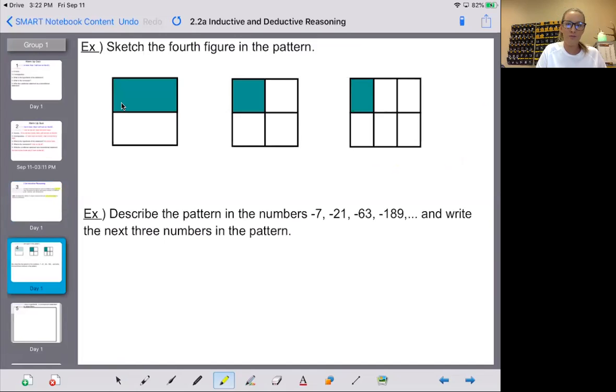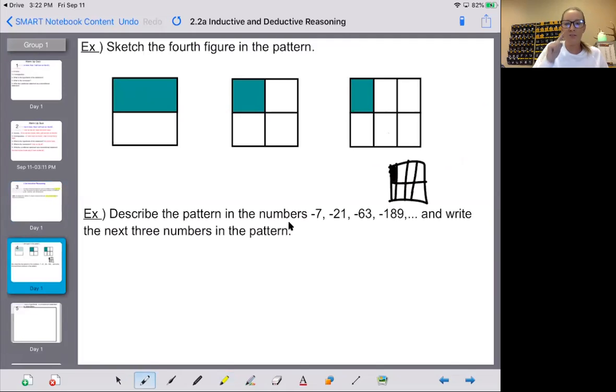First one says sketch the fourth figure in the pattern. So notice we have 2 on this first one. Now we have 4. Now we have 6. So the next one would have 8. 1, 2, 3. So that'll have 8. And then, of course, we're going to color in the first box there.